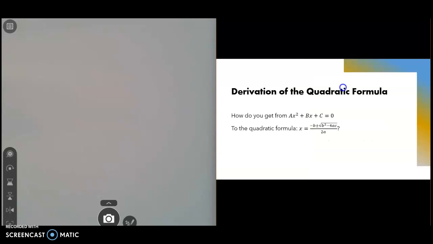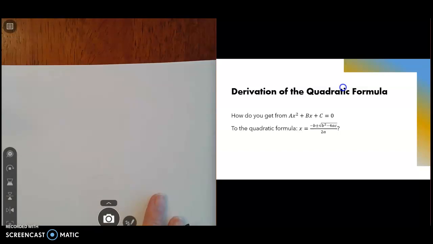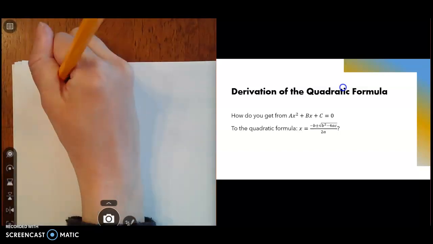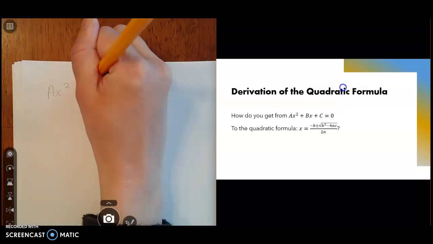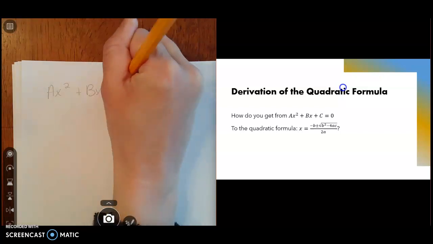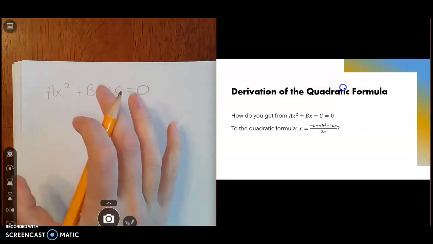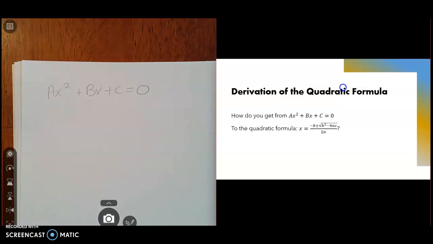If you just start out with standard form, and that's ax squared plus bx plus c equals 0. Nice standard form. We're going to get to the quadratic formula, which looks like x equals the opposite of b plus or minus the square root of b squared minus 4ac all over 2a. Well, how do I get that crazy formula from my starting equation?